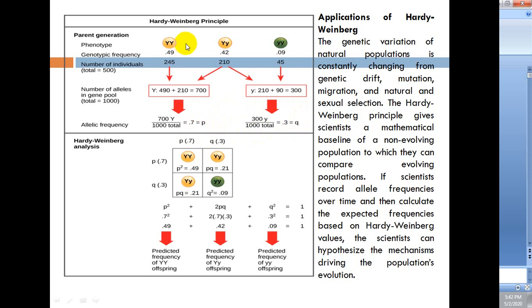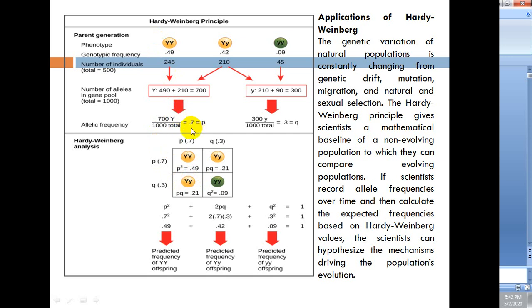And similarly, the genotype frequency is 245 by 500, that is 0.49, or 210 by 500, that is 0.42, and 45 by 500, that is 0.09. So if you add all these, this is p square, 2pq, q square, this will also be 1. So you can find it here.